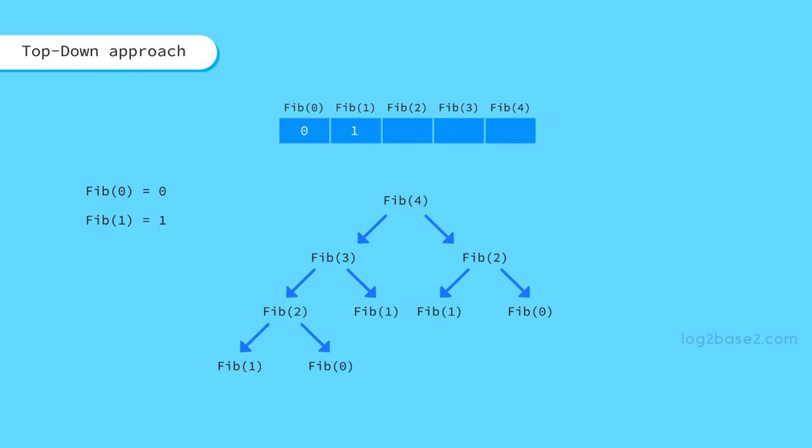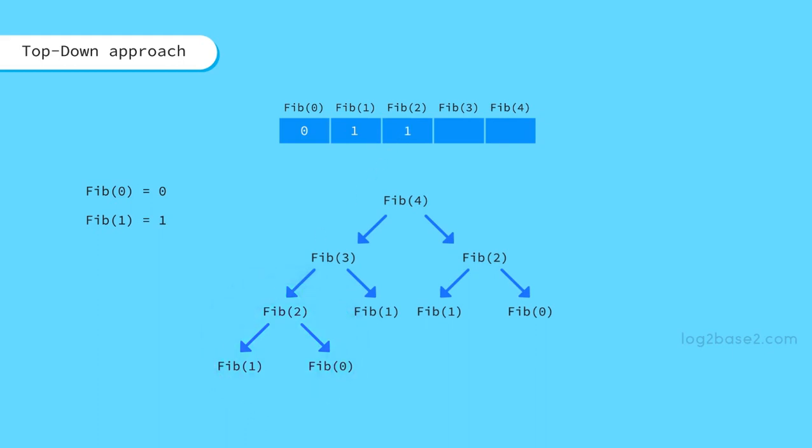So fib of 0 and fib of 1 are stored here. Now fib of 2 will be calculated, which is fib of 0 plus fib of 1. Fib of 0 and fib of 1 are base cases and are already stored in the array. So fib of 2 will be calculated, which is 0 plus 1 equal to 1, and it will be stored in the array.